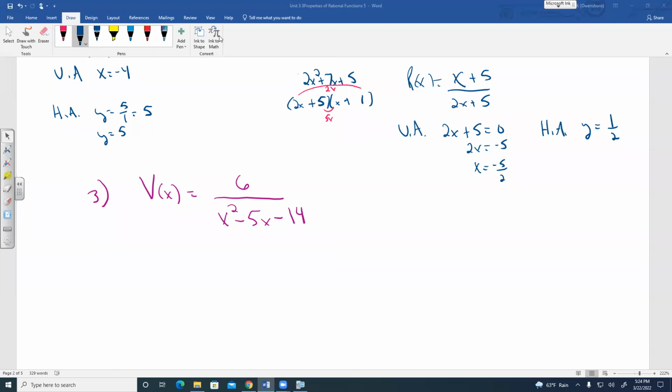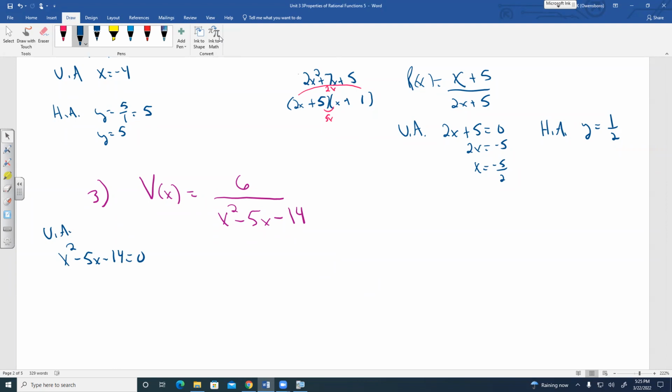So in this third example, again, to find the vertical asymptotes, we want to factor. Since the top doesn't factor, we know it's not going to simplify any, but we need to go ahead and still factor the bottom. x squared minus 5x minus 14. And we'll just set that equal to 0. That's going to be our vertical asymptotes.